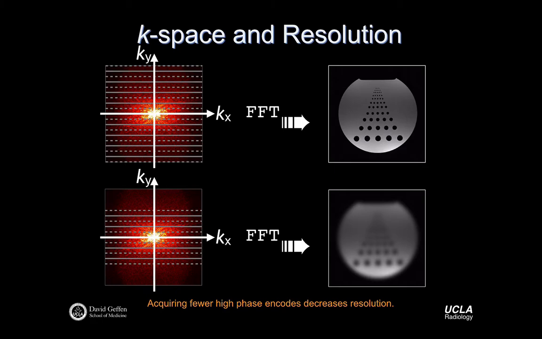So, again, everything in MR is trade-offs, right? If you want a high-resolution image, that's fine, but you necessarily have to get more lines of K-space. If you're okay with fewer lines of K-space to scan faster, that's great, but you will get a lower resolution image.